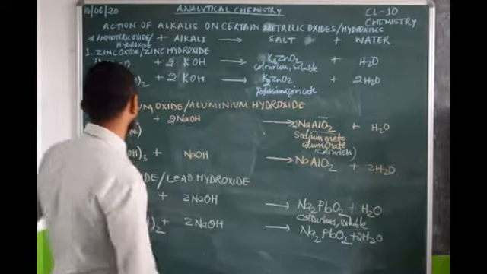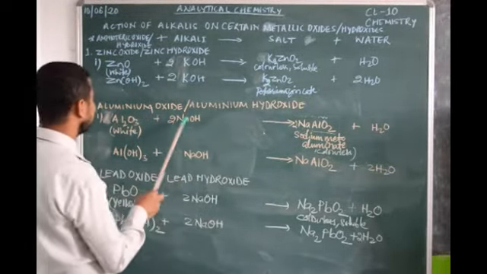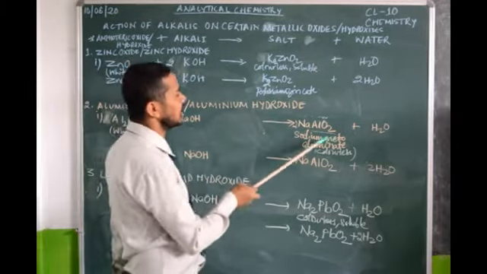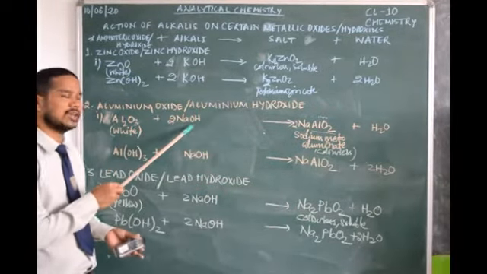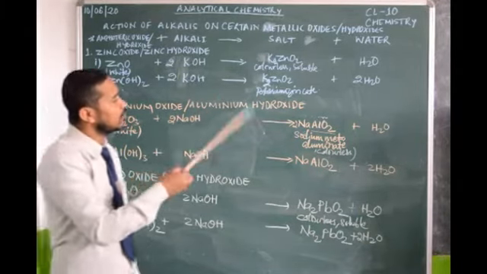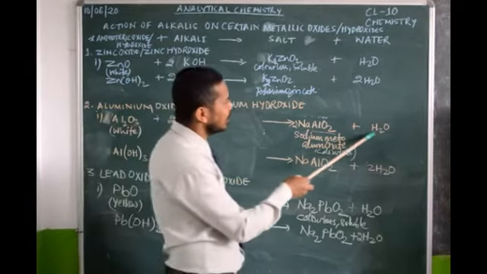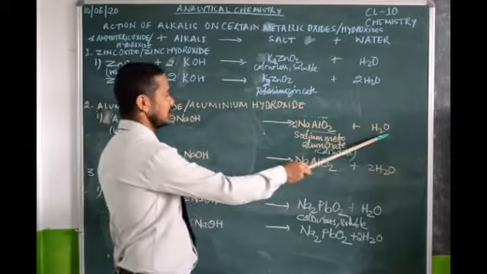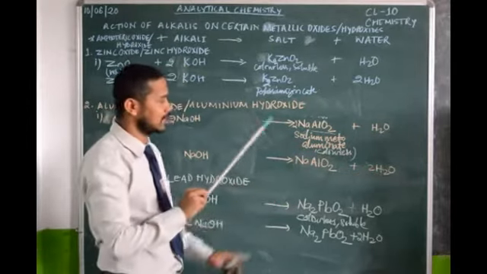Now aluminium oxide or aluminium hydroxide, when it reacts with sodium hydroxide, gives sodium meta-aluminate. Same thing. Aluminium, when it reacts with boiling caustic alkali, gives the same product, sodium meta-aluminate, and hydrogen gas. But here, since it is oxide, we get water. Since it is hydroxide, 2 molecules of water. Same throughout.